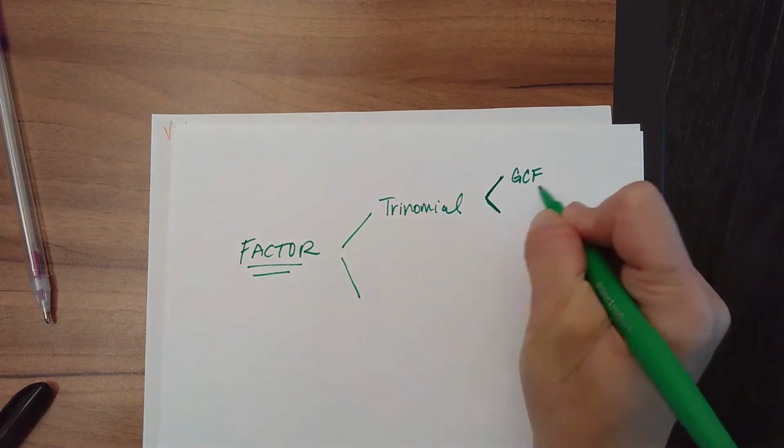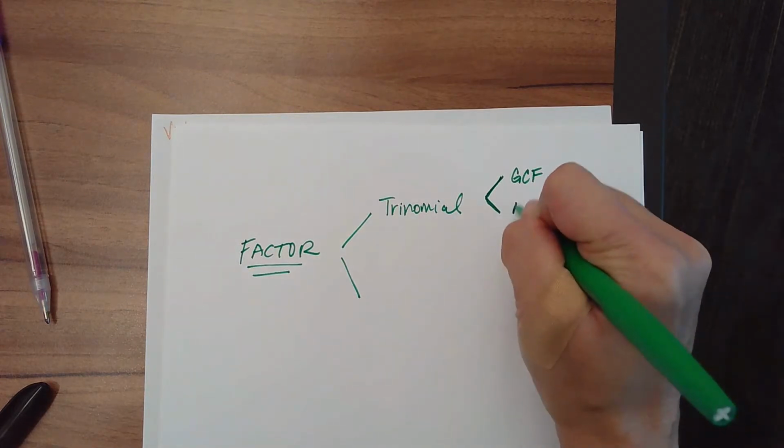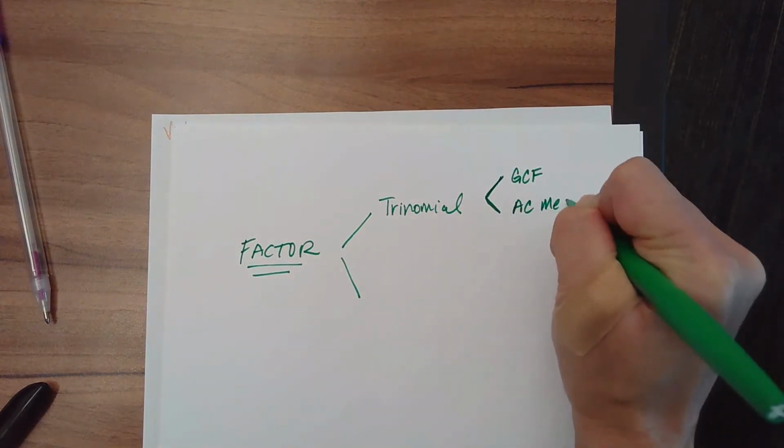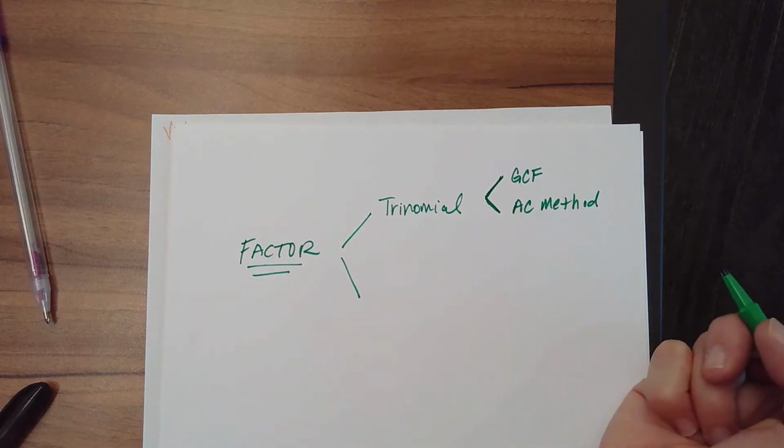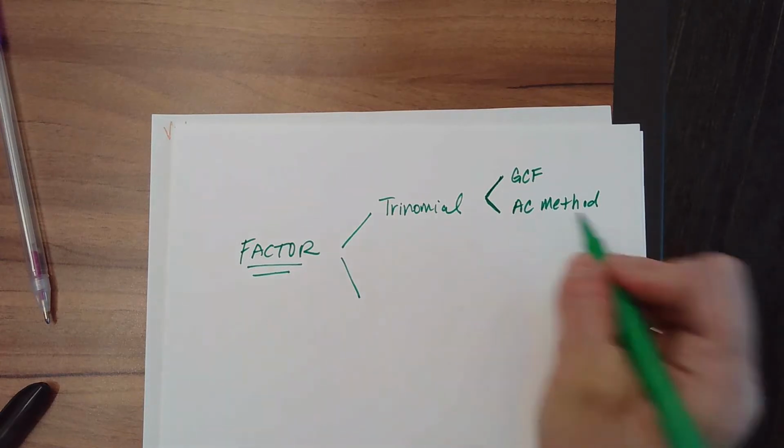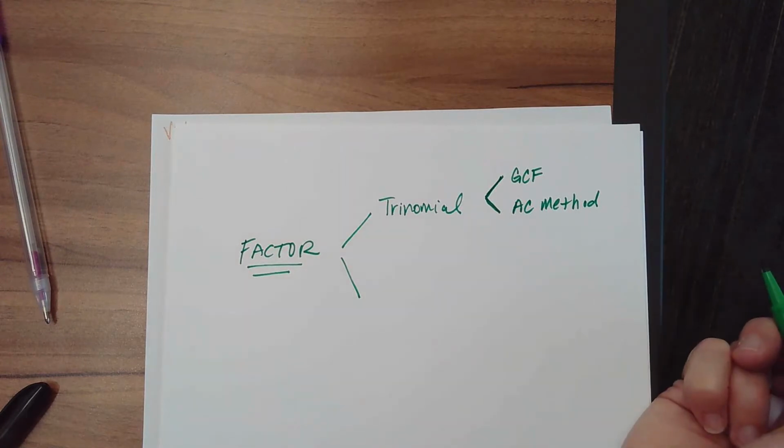After you've done the GCF, the method I'm going to highlight is called the AC method, and I'll go over that in a bit. That's generally what I use when I'm talking about factoring trinomials. I also use guess and check a lot, but if you're just starting out with factoring, it's nice to have a plan, and that's what this AC method will do, give you a plan.